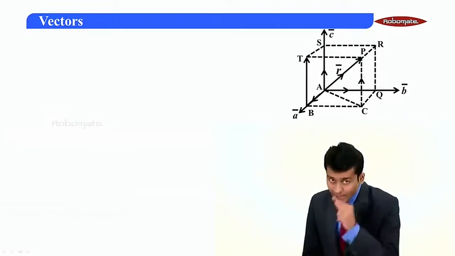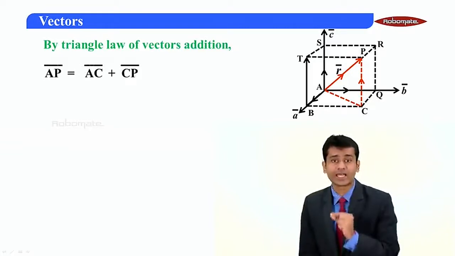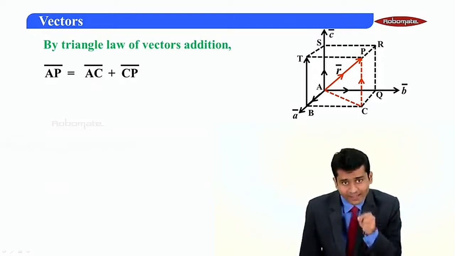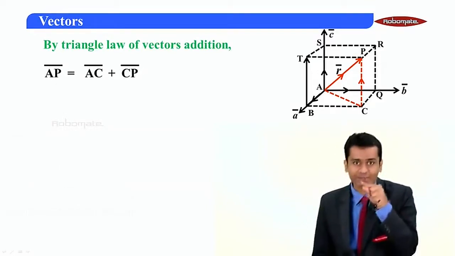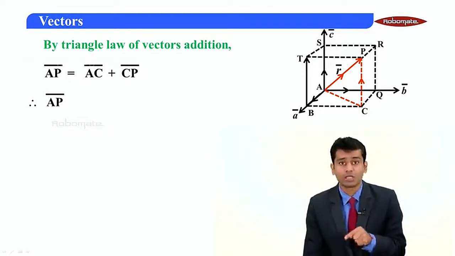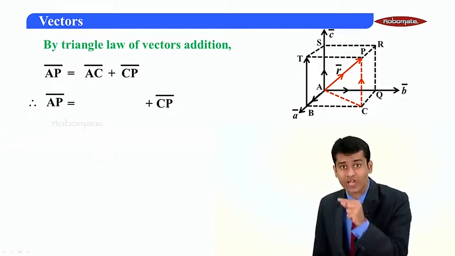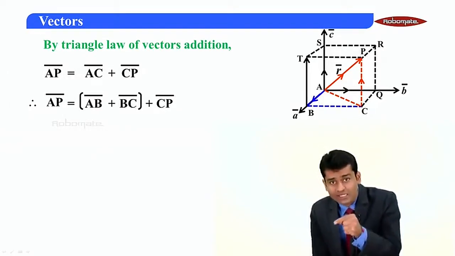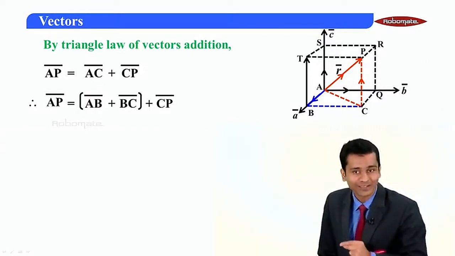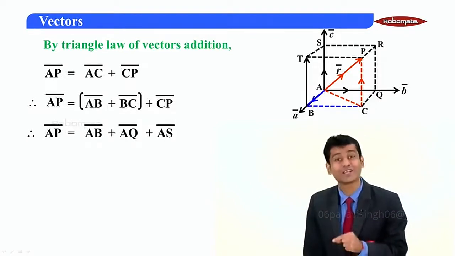Now we will be applying the triangle law in this parallelepiped. Please concentrate on the triangle law. By the triangle law, you can see that AP bar is equal to AC bar plus CP bar. I repeat, AP bar is equal to AC bar plus CP bar. Now this AC bar, again we'll apply the triangle law. Now this AC bar is AB bar plus BC bar. It's highlighted with the blue color in the diagram. So now can I write AP bar is equal to AB bar plus AQ bar plus AS bar?